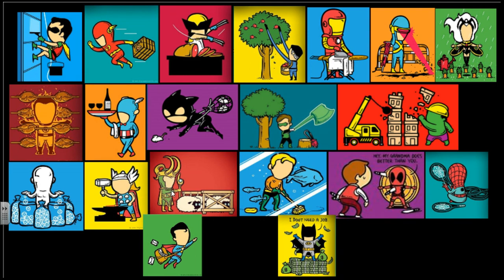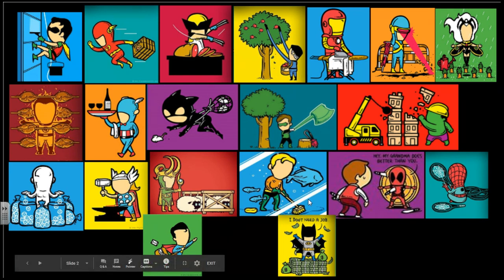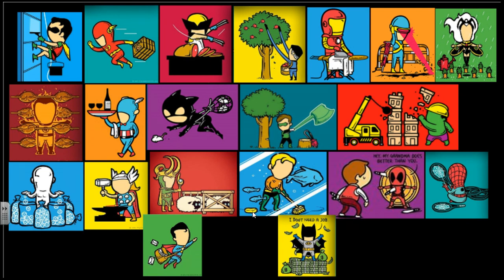Loki is right next to him over here, and Loki is using the power of mind control. And as you can see, he's kind of hypnotizing all these sheep to go back into their pen. Aquaman is working in the aquarium, and he's just in there using a little brush and a sponge, and he's just cleaning up the aquarium. So he's cleaning up the tank.